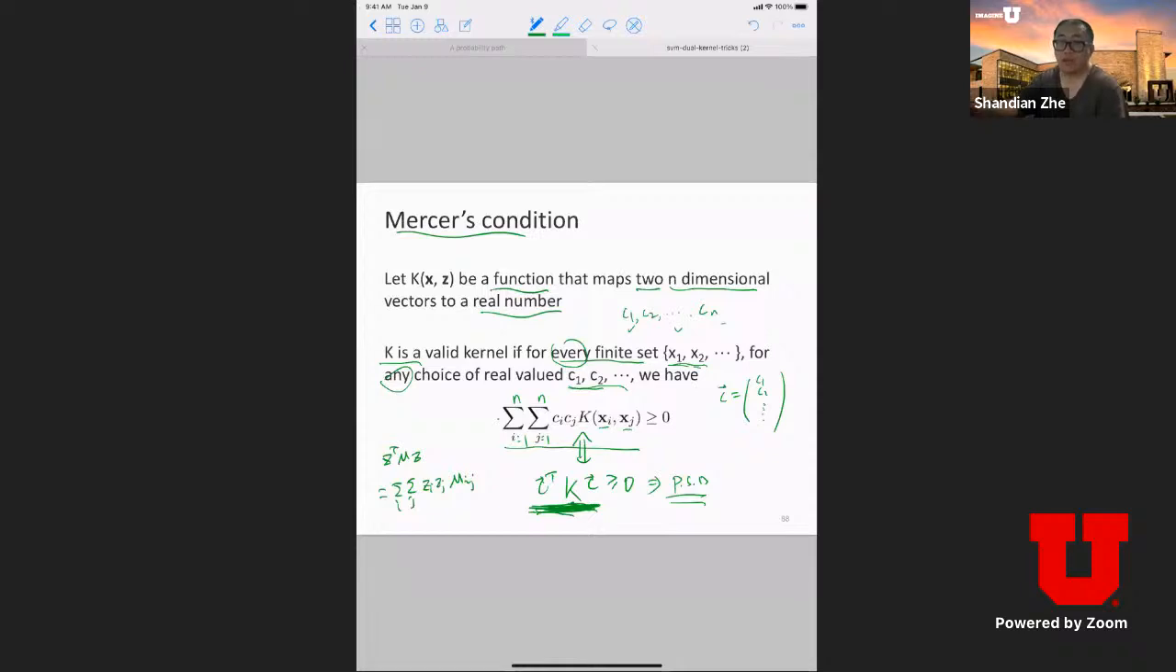It doesn't mean that if you only pick one setting of x1, x2 to xn, and one setting of c1, c2 to cn, and this satisfies, then you can claim. It's not like that. You must ensure that for every possible choice of those x and those c's, this inequality always holds. Then you can claim K is valid. Okay. This is a pretty strong requirement.